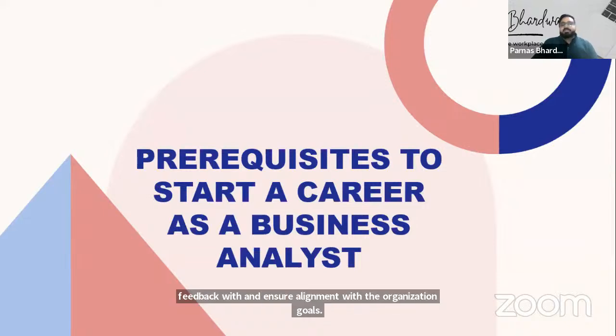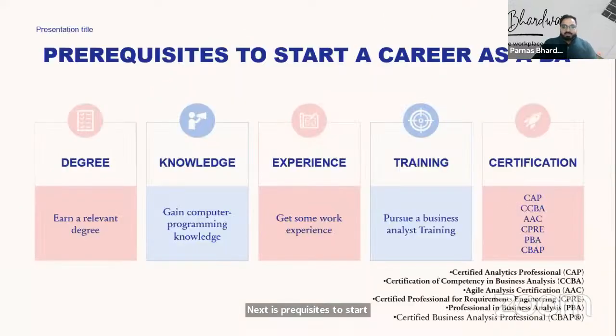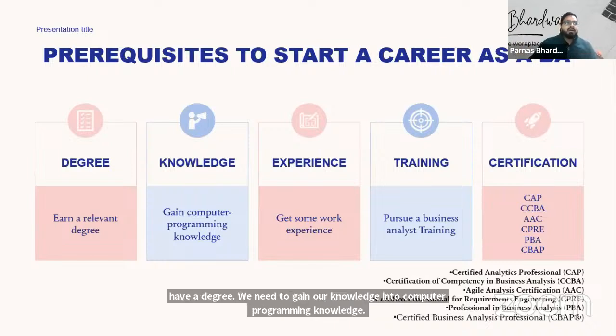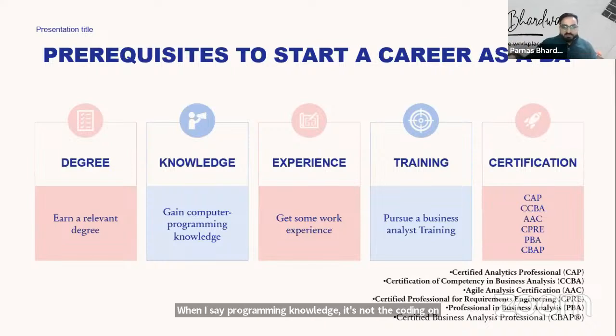Next are the prerequisites to start a career as a business analyst. What do we need to have as a BA? We definitely need to have a degree. We need to gain computer programming knowledge. When I say programming knowledge, it's not coding knowledge. It's basically understanding how a system works, how to do the research for the prerequisites, and how to work on tools. I'll be sharing about them later on.